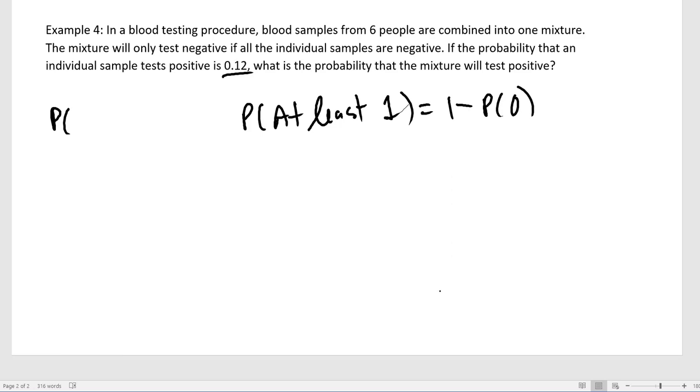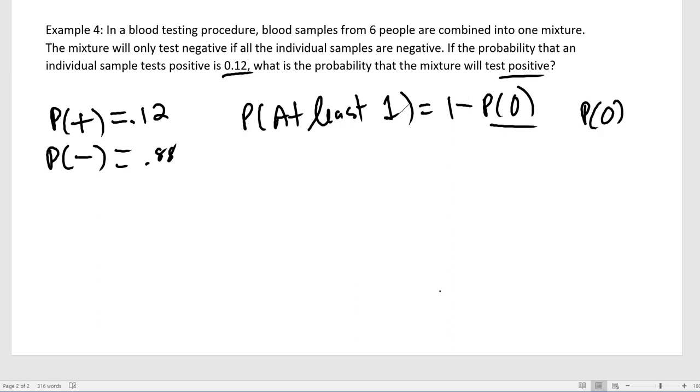Positive. Okay. So the probability of positive is 0.12. And what is the probability of negative then? Also known as not positive. If you want to put positive not, you can. It's weird. So that would be 0.88. Okay? So we're saying we want to know the probability that the test will be positive, which is at least 1, which means I need to find the probability that they're all negative. What's the probability that the first one's negative?